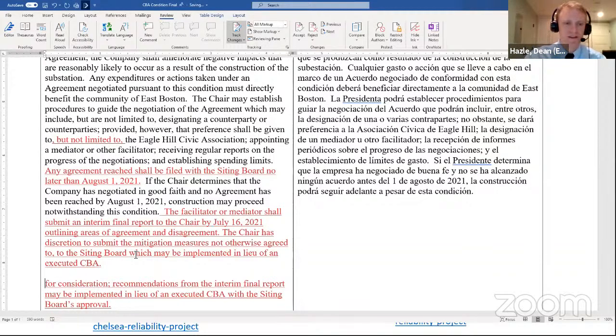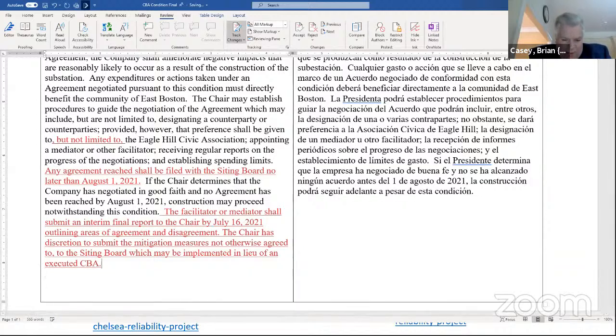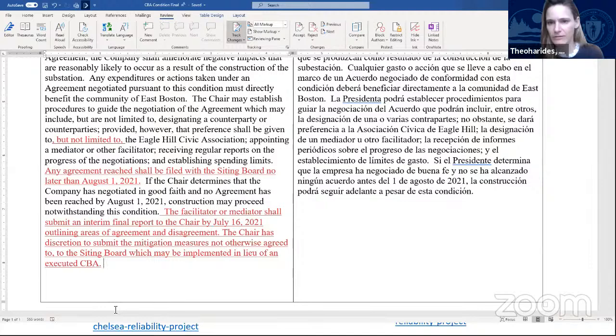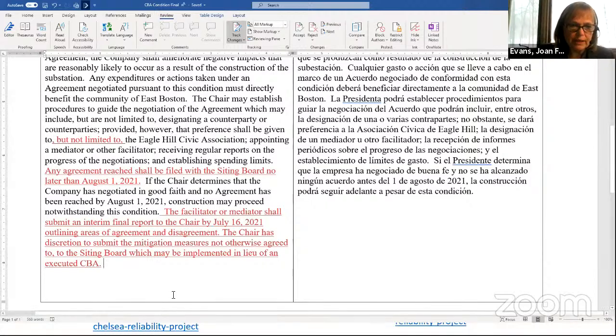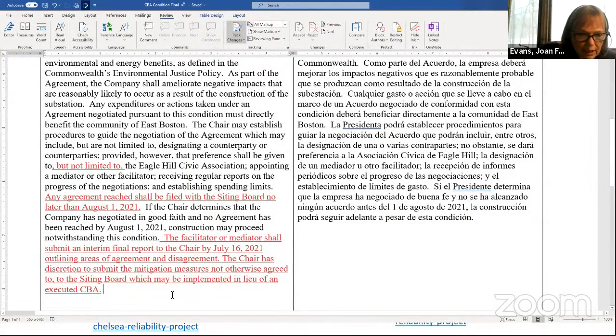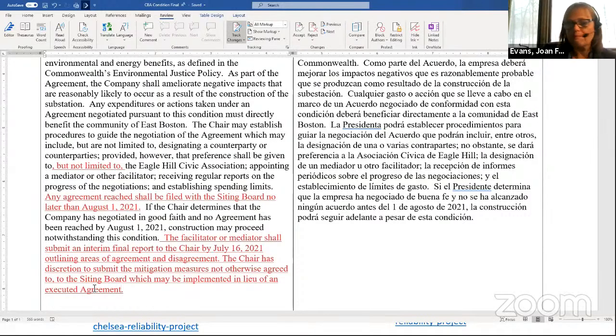Yeah, I was just holding it in case somebody changed their mind. I don't know if you have the board's approval or not. I don't know if that's required. I don't have strong opinions on this additional language. I think maybe just a little bit to the siting board. The chair has the discretion to submit the mitigation measures not otherwise agreed to the siting board, which may require them to be implemented in lieu of an executed.